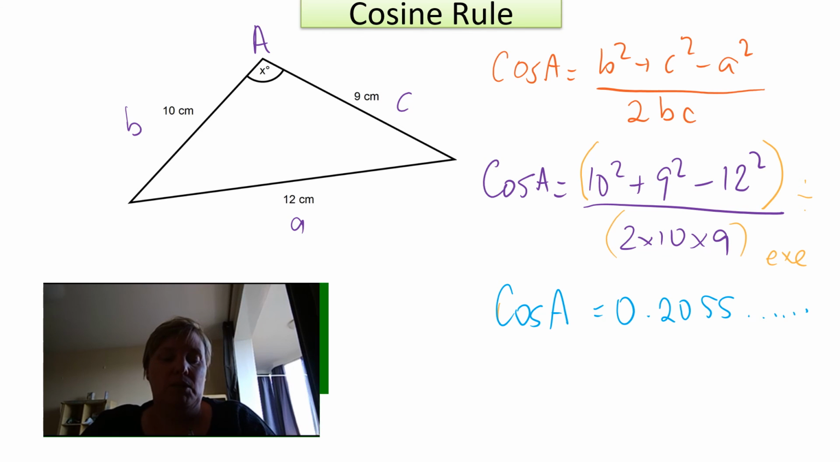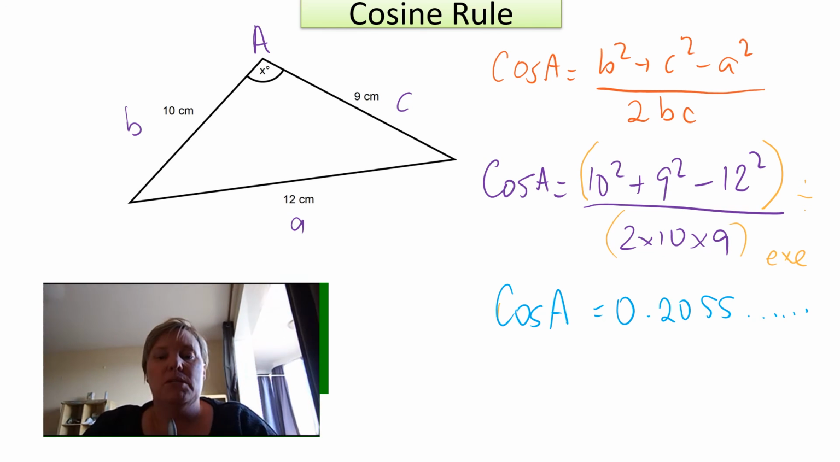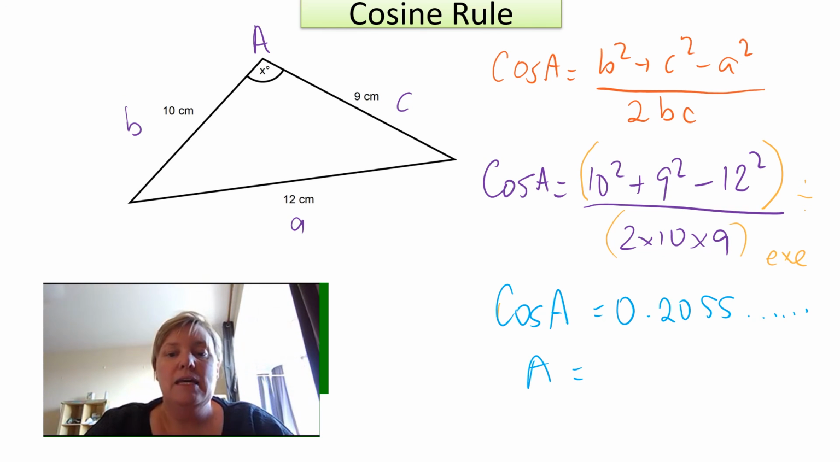To get out of that, I'm going to go shift, I'm going to go cos, I'm going to put the answer back in because I can preload that with a button, press equals, and it says that A is 78.1 degrees.